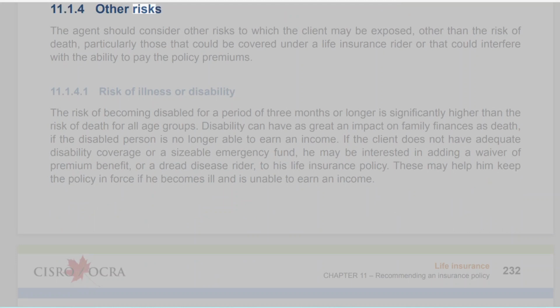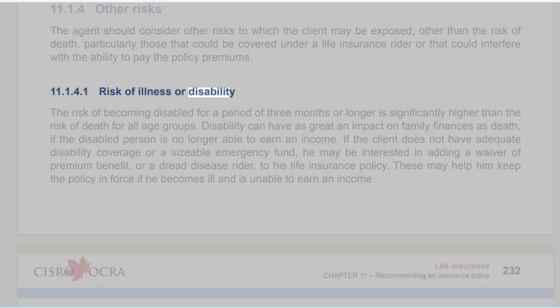1.1.4 Other risks. The agent should consider other risks to which the client may be exposed, other than the risk of death, particularly those that could be covered under a life insurance rider, or that could interfere with the ability to pay the policy premiums.